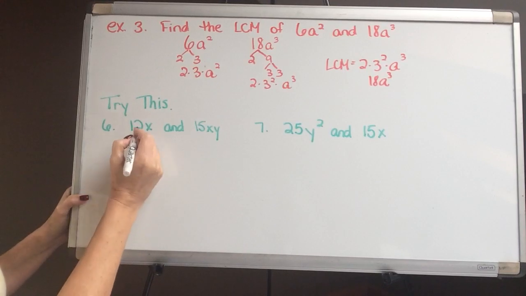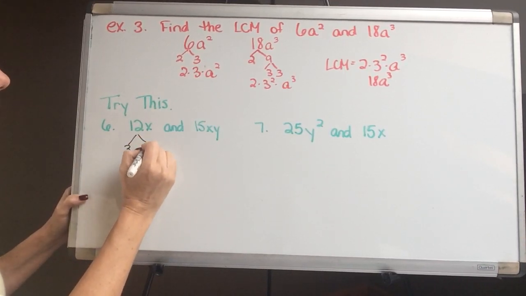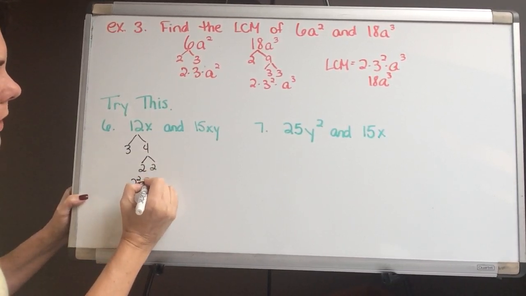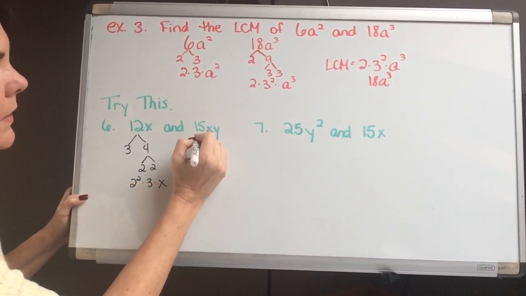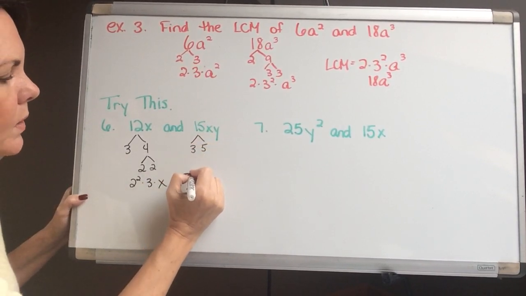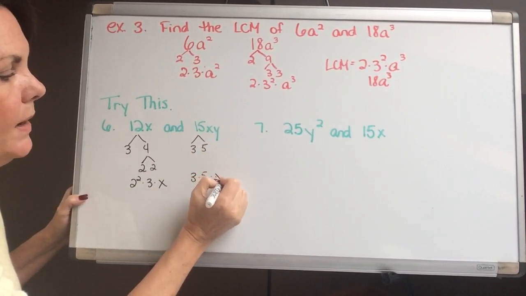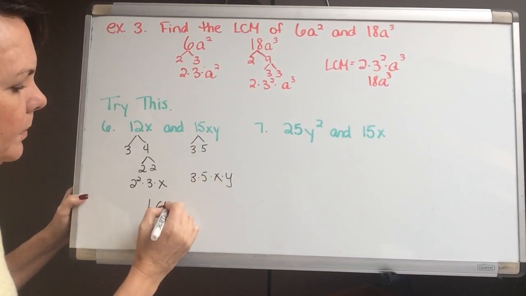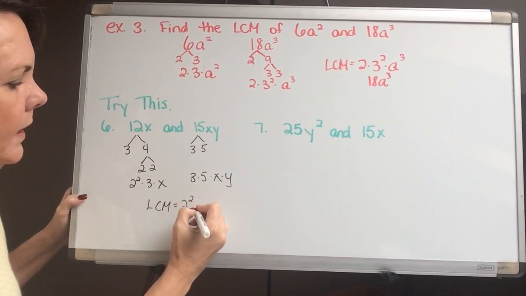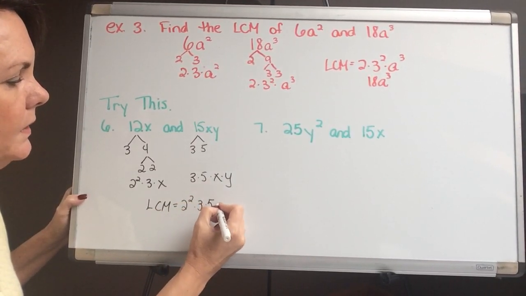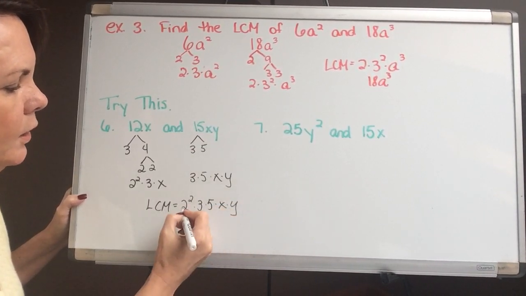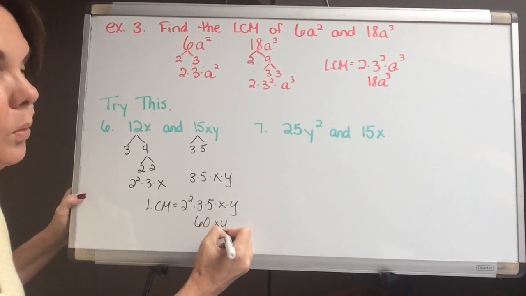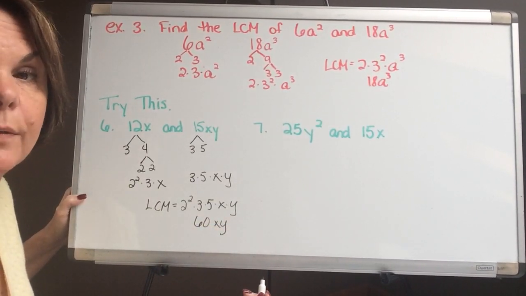So let's take a look over here. Again, factor tree. 3 times 4, 2 times 2. So this is going to give me 2 to the second power times 3 times x. This is going to be 3 times 5, times, now I have two variables, x and y. So my least common multiple is going to be 2 squared times 3 times 5 times x times y. 2 squared is 4 times 5 is 20 times 3 is 60 x, y. Easy, you're just including the variable.